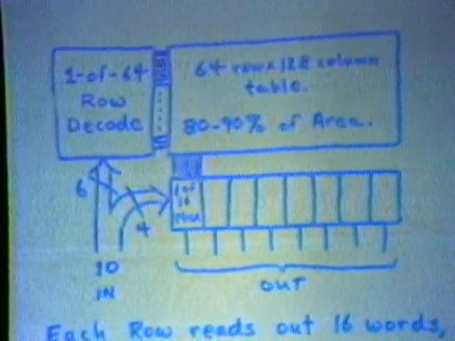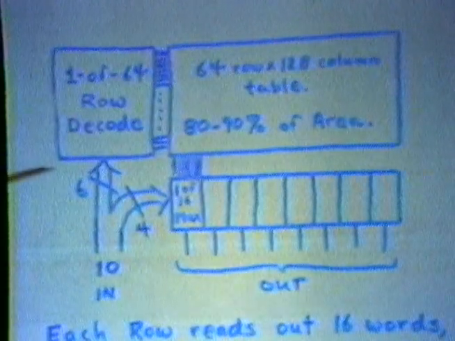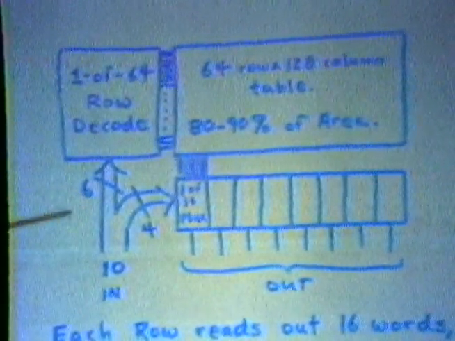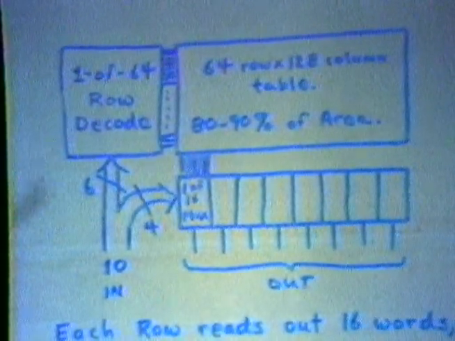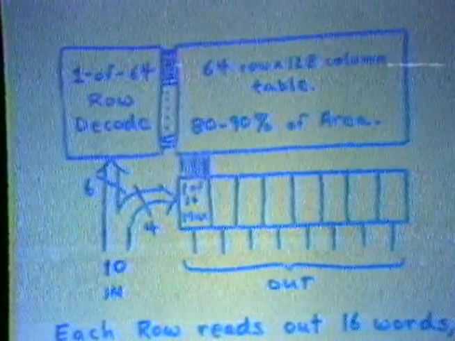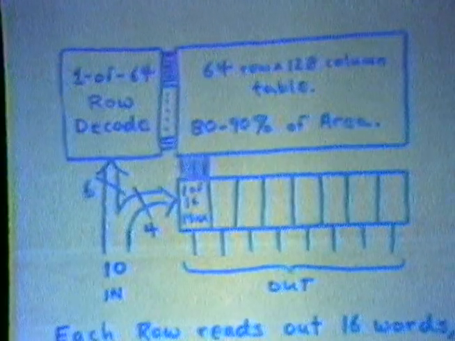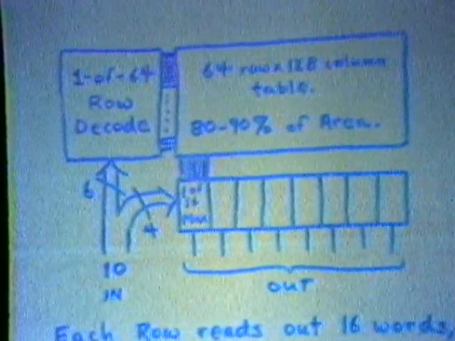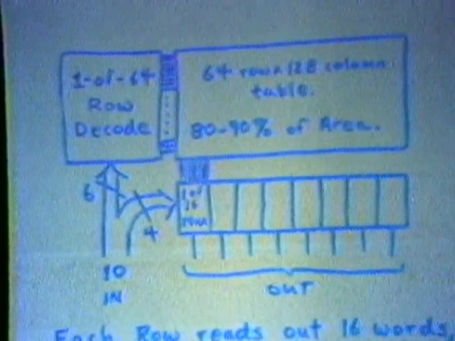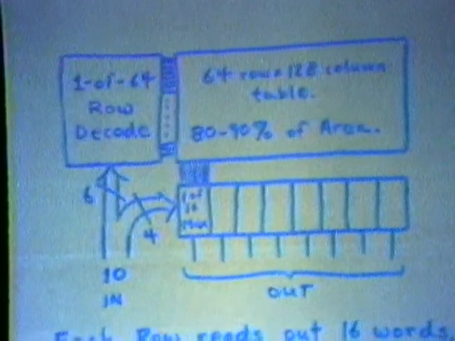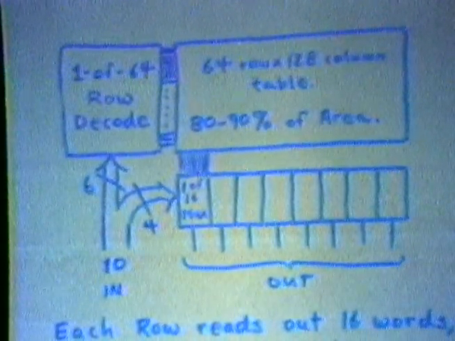Notice if you estimate the area of these things just by counting sort of the width of this as 6 and this is 4, whatever, you can judge that about 80 to 90% of the area is actually in the array that's storing the information. So there's fairly low overhead on this structure. Okay.